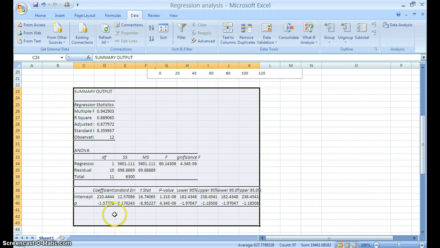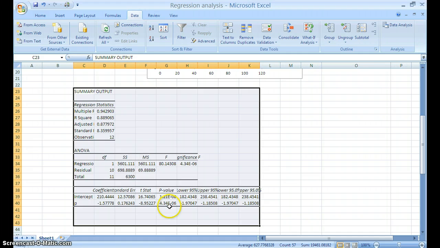So here is one other thing I want to point out, the t-stat column. When the absolute value of the t is greater than 2, you have a statistically significant coefficient here. And if you look at the coefficient for price at minus 8.95, the absolute value of that is 8.95. That is greater than 2, meaning that that coefficient is statistically significant.